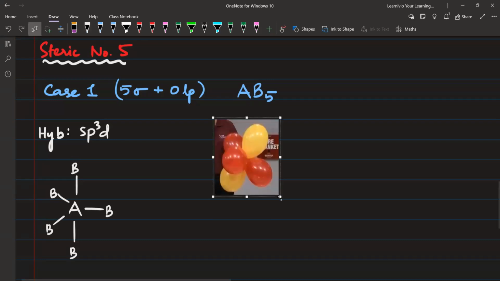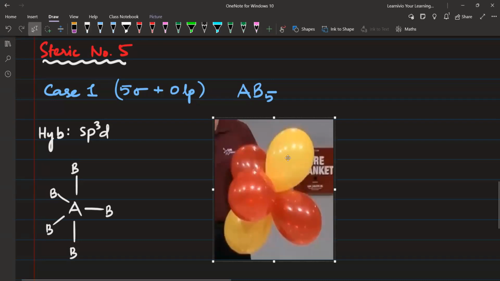And this guy is holding it. So can you see the yellow one is above and below, and the 3 red ones are on a single plane? Can you see that? Yes. Right.